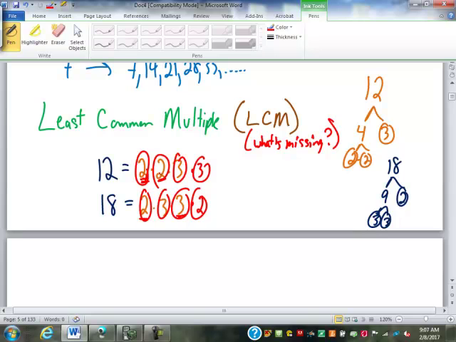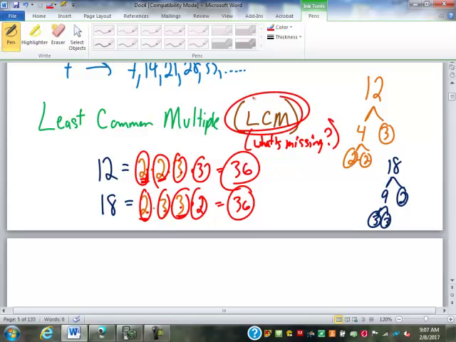Now 2 times 2 is 4, times 3 is 12, times 3 is 36. 2 times 3 is 6, times 3 is 18, times 2 is 36. 36 is the least common multiple of those two numbers. So all you're doing is finding what factors are missing.